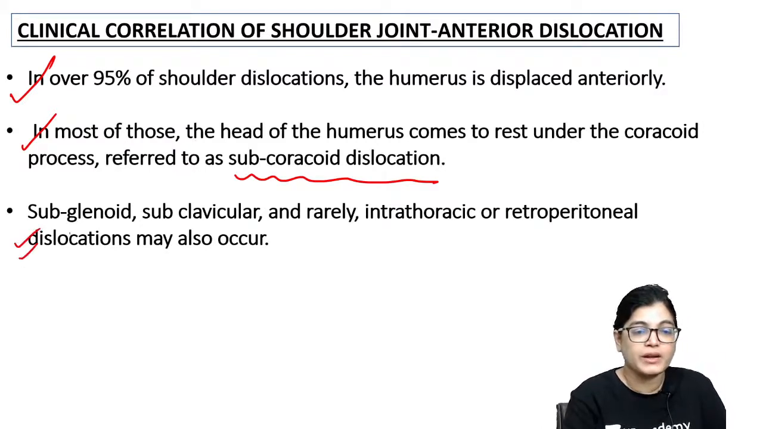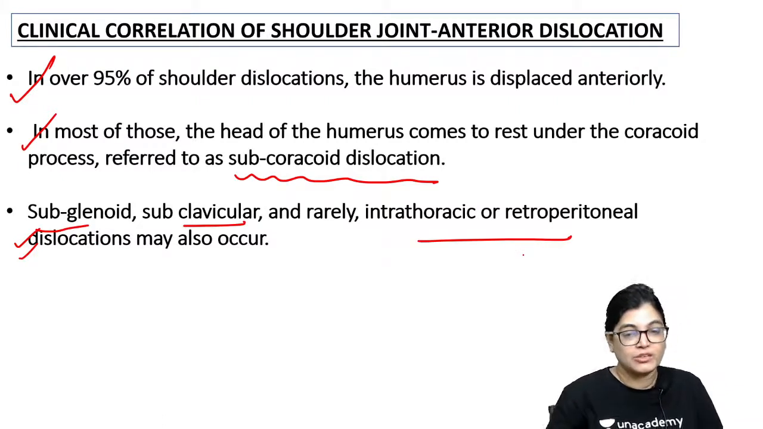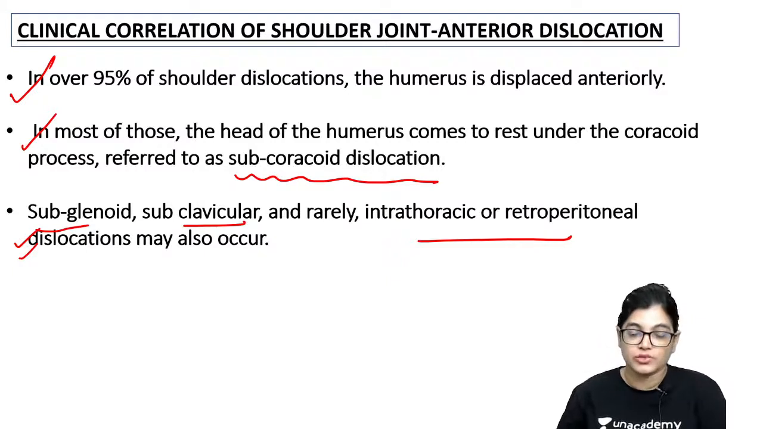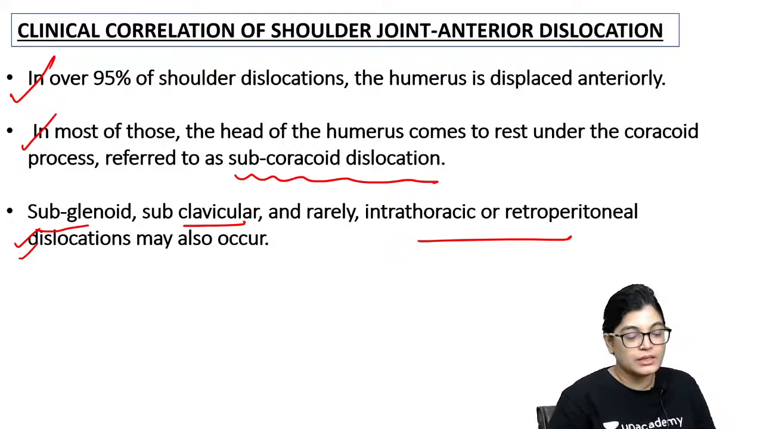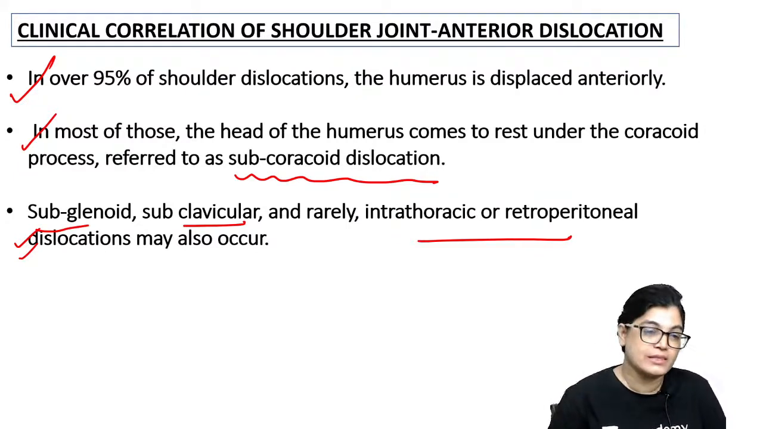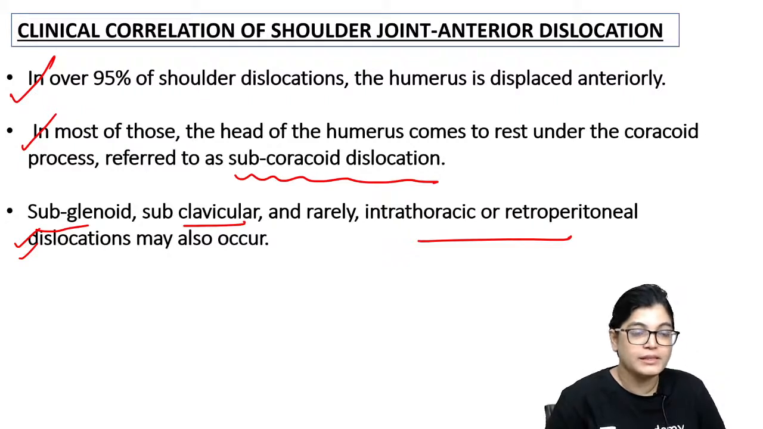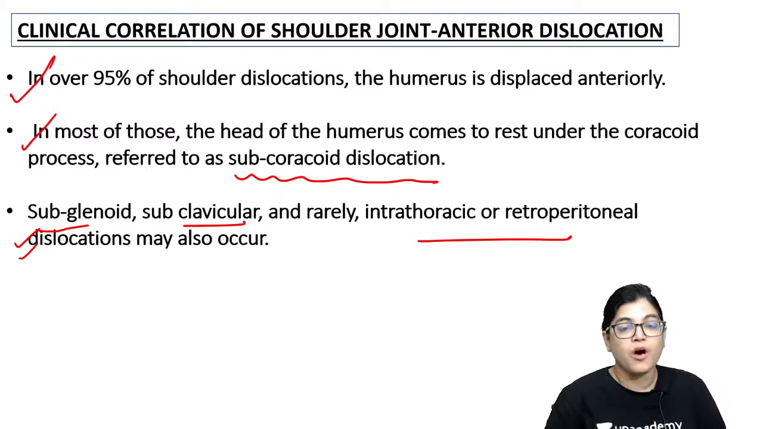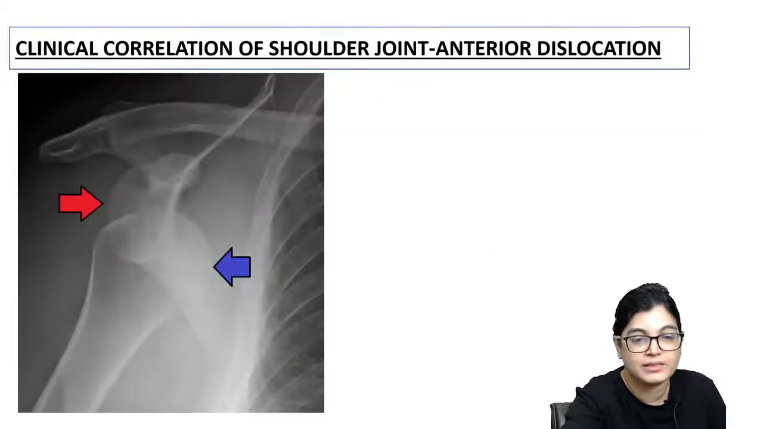Now, other levels of dislocation are subglenoid and subclavicular, and rarely it can be intrathoracic or retroperitoneal dislocation. So these are various levels and positions of dislocation of the anterior variety.